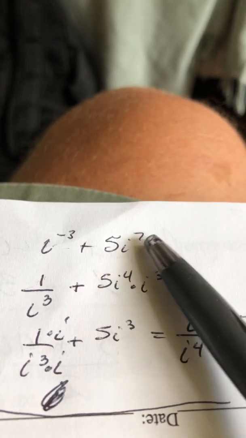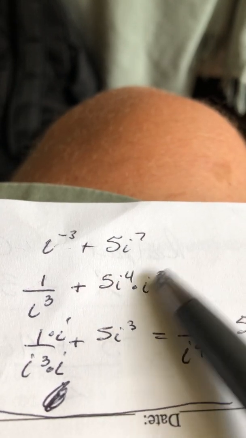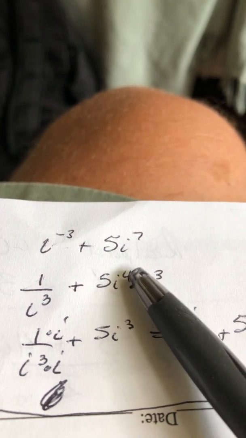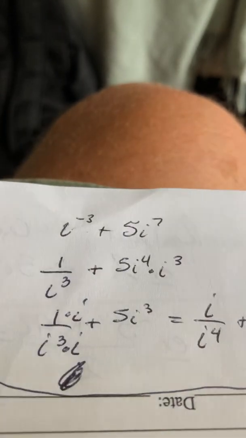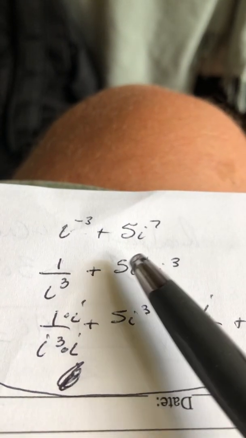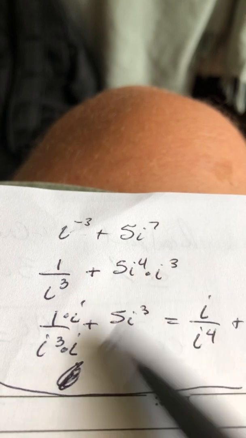And i to the seventh is really i to the fourth times i cubed. And I want to remind you that i to the fourth is 1. So this is really 5 times 1 times i cubed, or just 5i cubed.